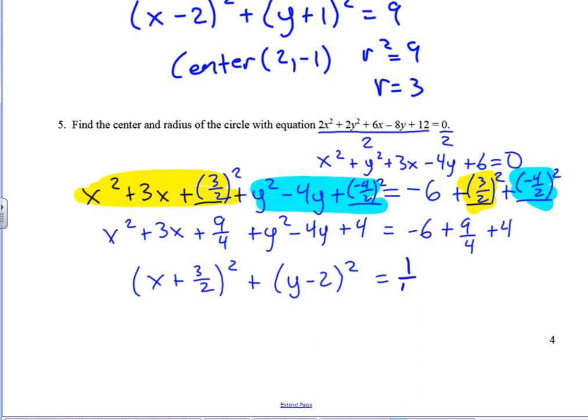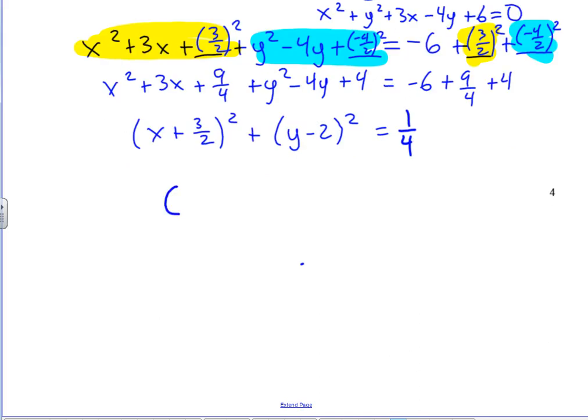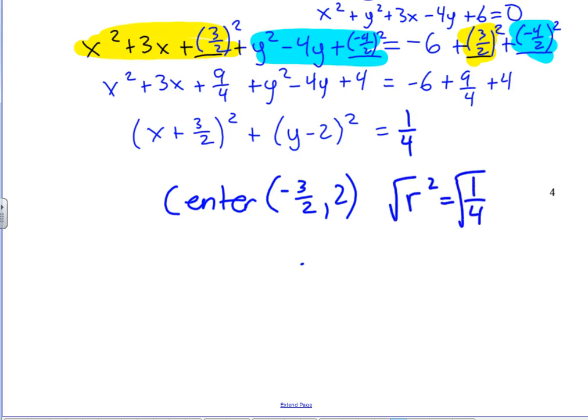That'll be a fun little thing here. Good one for us to practice with. So our center is going to be the point negative 3/2, comma 2, switching the signs. Now our r squared is 1/4. When we take the square root of this, that's equal to the square root of 1 over the square root of 4. Square root of 1 is 1, the square root of 4 is 2, so the radius for that one would be 1/2. So a couple little extra twists to that one, so good to keep that in mind.